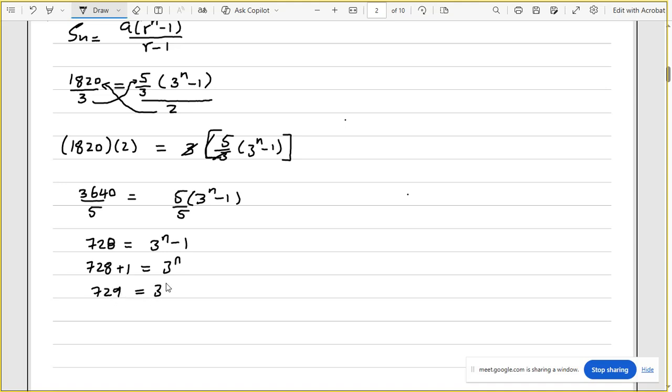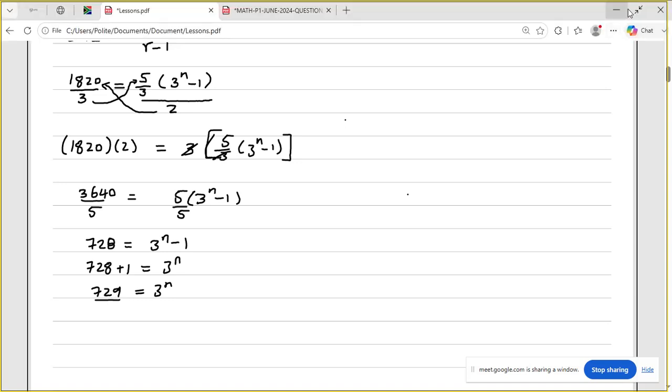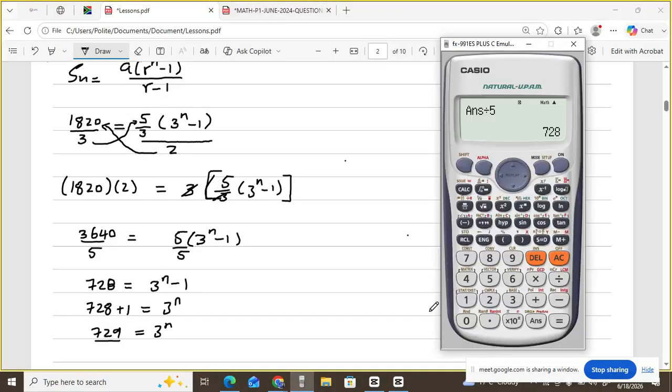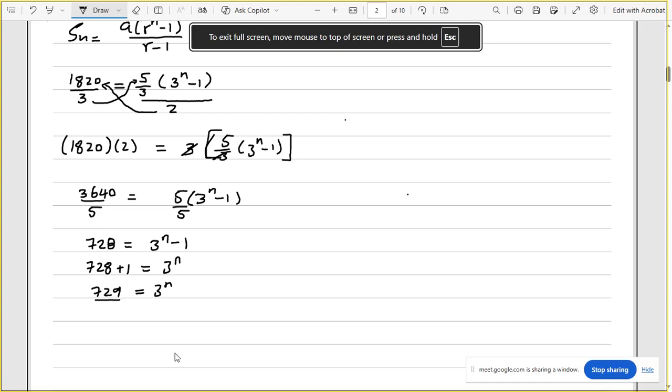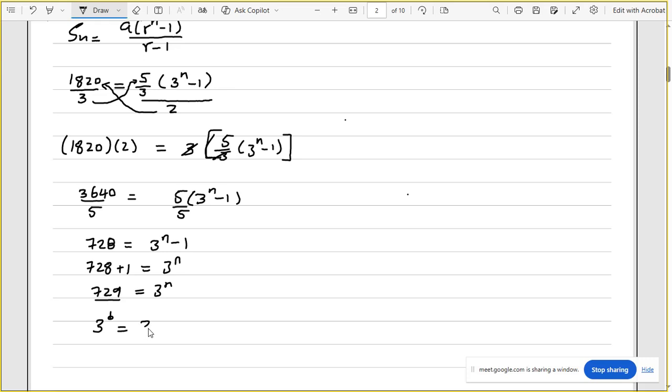Therefore, what is this to base 3? Now it should give us to base 3. On your calculator, you're going to say shift effect. You're going to say 729 equal sign shift effect. You get 3 to the power 6. Is that what you got? Yes. Then we can write this as 3 to the power 6, which is equal to 3 to the n.